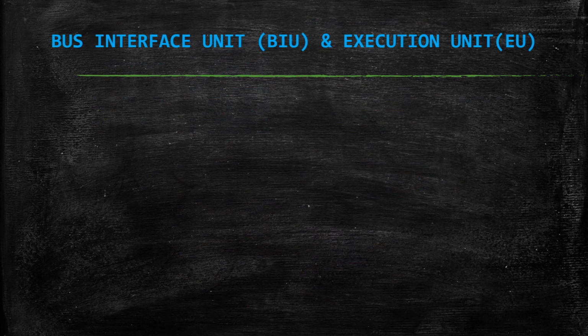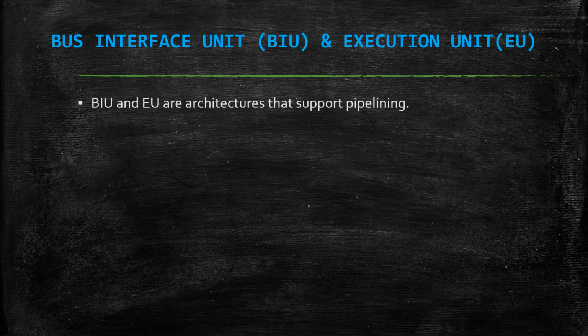So let's see some points about the BIU and EU. Basically this bus interface unit and execution unit are both architectures that support pipelining. What is the meaning of pipelining? The meaning of pipelining is that all the units or all the components are connected together, and they work together in such a way that one can pass the data to any component, right? That we call pipelining.